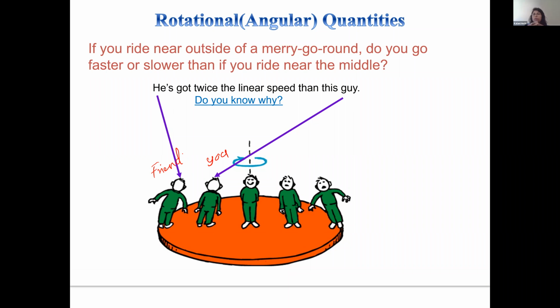So now if you ride on the merry-go-round somewhere closer to the middle, you don't even feel that you are moving. You feel like you are at rest, but your friend far away is moving faster. So this faster or slower is not coming from the rotational quantity. This is coming from the velocity that we discussed, or the speed we discussed earlier, that is the translational speed of these two people, right?